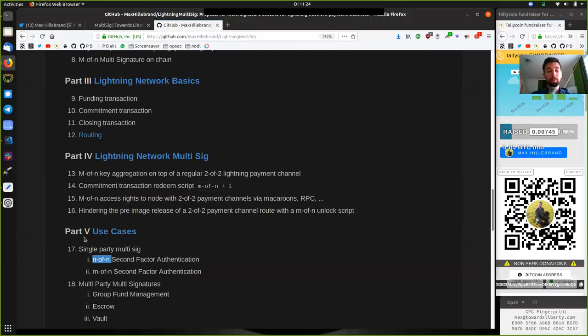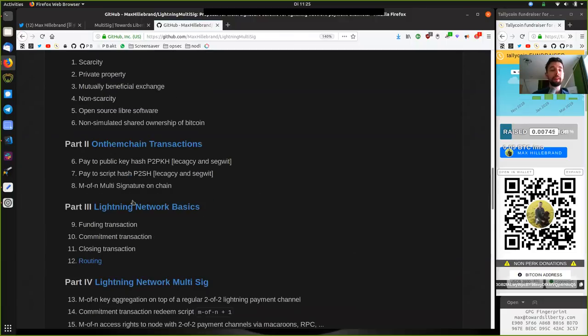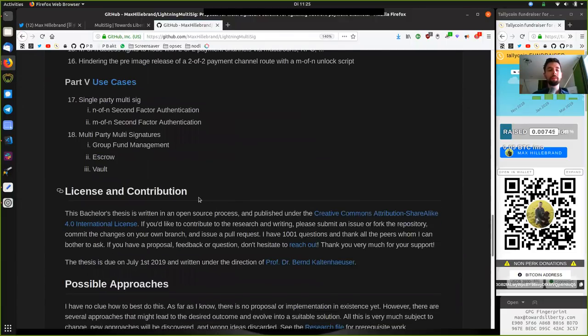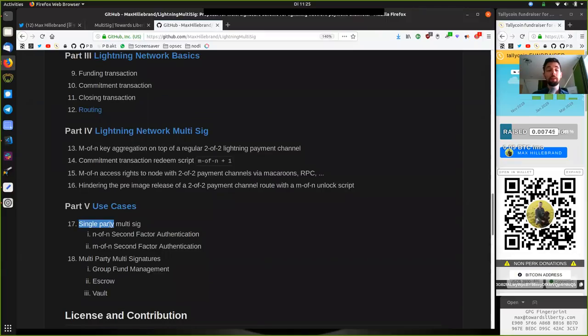And here, N of N multisig is a great way of strengthening the Bitcoin protocol that utilizes non-scarce information in order to enforce scarce property rights, or property rights on a scarce good. N of N can actually help strengthen this non-simulated shared ownership of Bitcoin, which is awesome. And it can even be done on a single party basis.